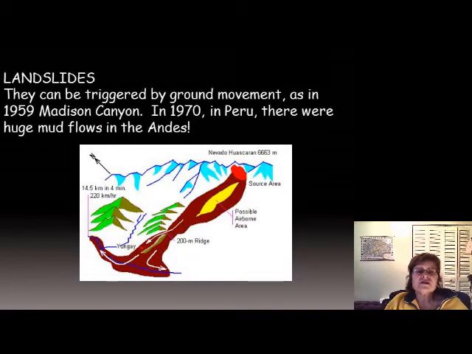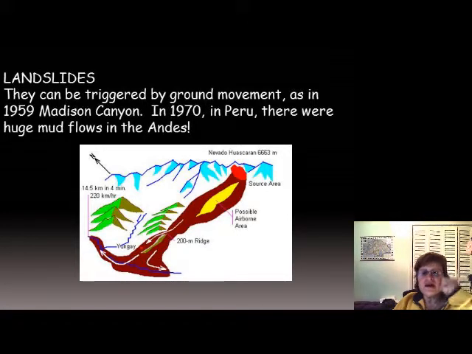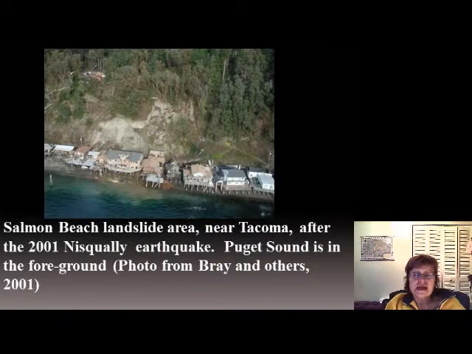The next thing is the landslides. Obviously, if you have a big earthquake where the shaking is going on for a minute, you can have a big landslide. Like we had one in 1959 at Madison Canyon, and another one in 1917 in Peru, which produced a huge mudflow in the Andes. And this one here is Tacoma after the 2001 earthquake. You can see that there was a big mudslide right there. So this is not a safe place to be, especially not during earthquakes.